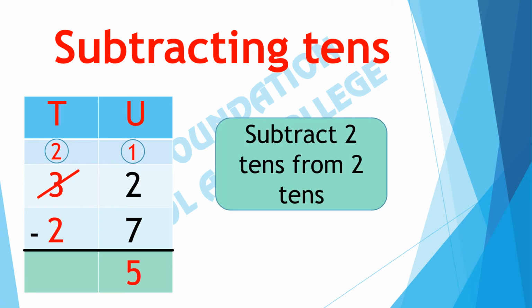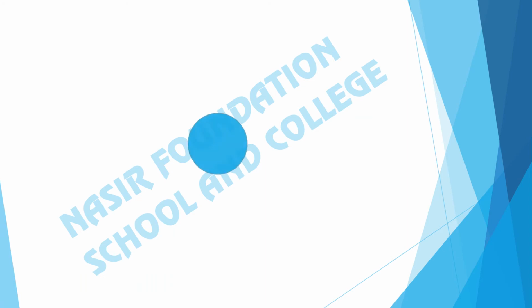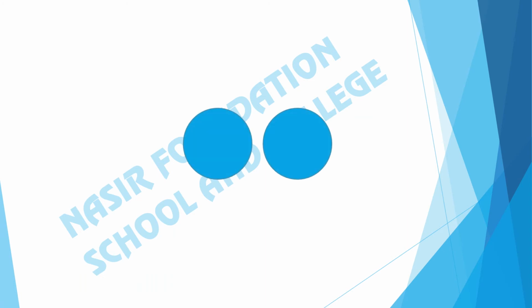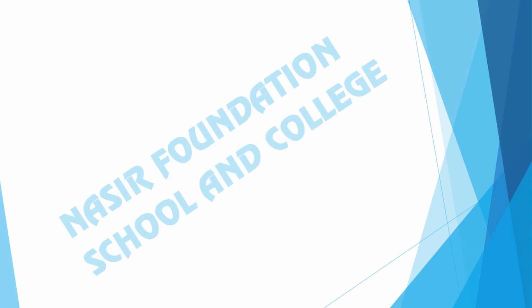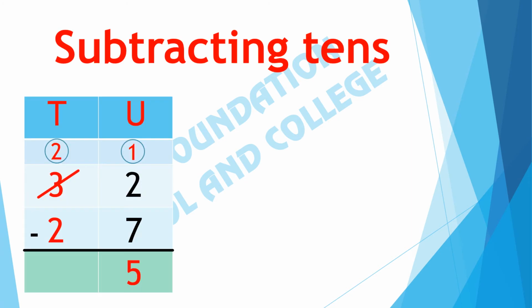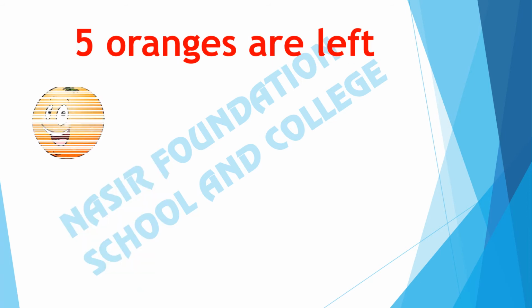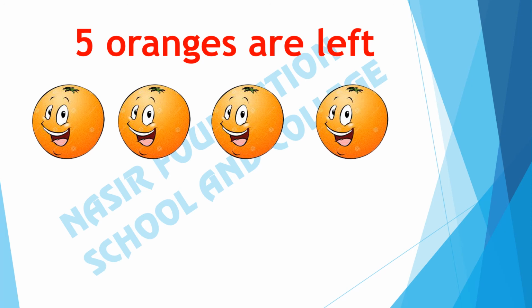After the subtraction of units, we will subtract tens. We have to subtract 2 tens out of 2 tens. Let's count the shapes. 1, 2. From the 2 tens, we have to subtract 2 tens. 1, 2. Now how many tens are left? 0. If we subtract 2 tens out of 2 tens, we are left with 0. It means 5 oranges are left that are not perished. 1, 2, 3, 4, 5. 5 oranges are left that are not perished.